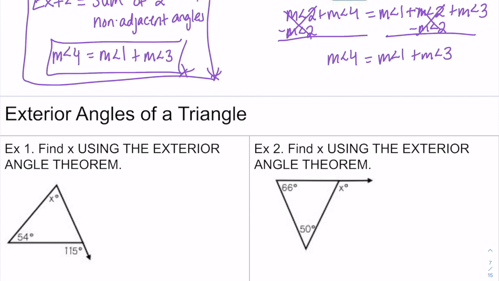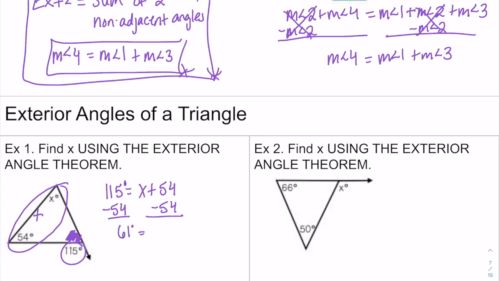So to work number 1, we're going to follow that same pattern. The exterior angle, in this case, the exterior angle is 115 degrees, is equal to not the angle next to it. So again, I recommend you marking that out, but the other two angles added together. So circle them, put a plus sign there. That helps us write our equation. That expression would be x plus 54. So our equation, 115 equals x plus 54. We are solving for x, so we can subtract 54 from both sides, and we get 61 degrees for x.